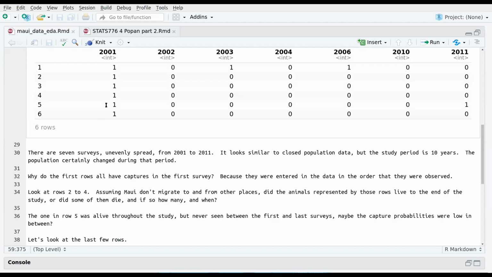In row 5, this dolphin was observed in the first survey and then in the last survey, but never in between. So maybe we would think that the capture probabilities in between might be smaller.